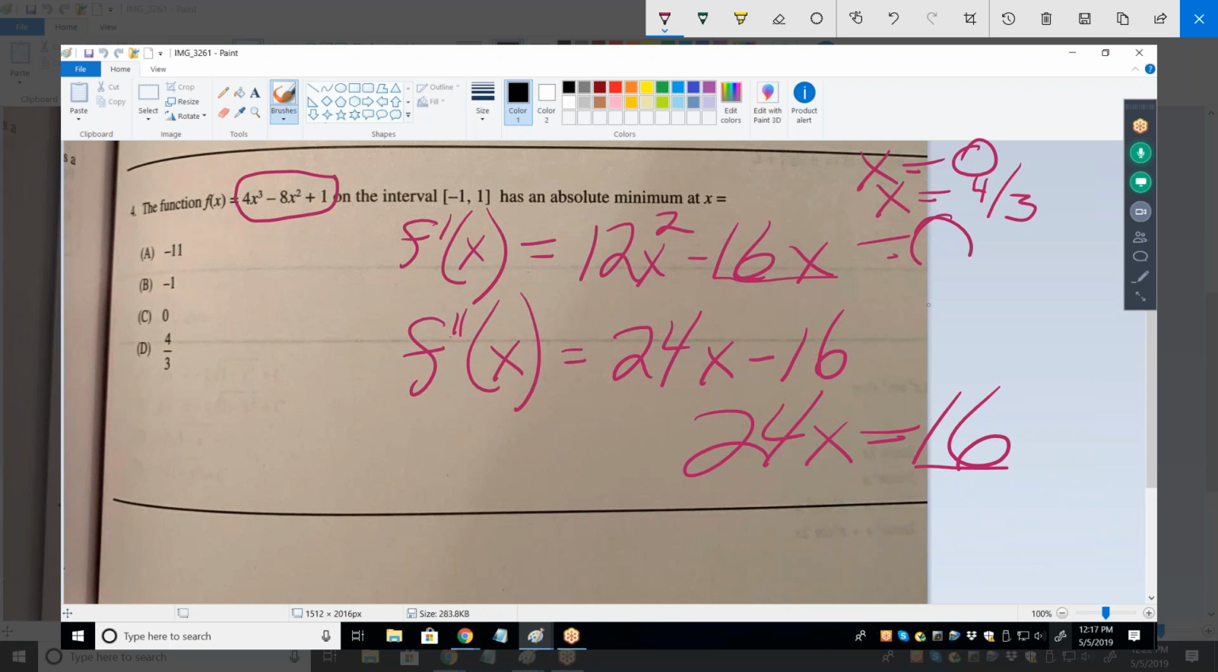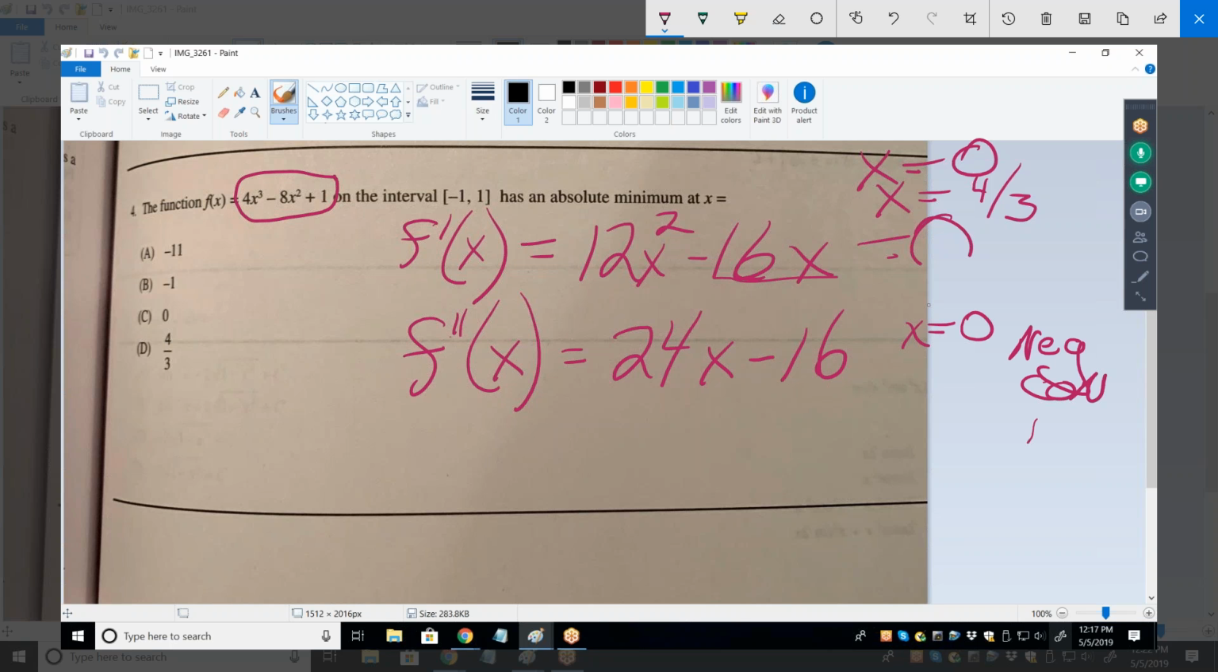Well, so 0, we already know it's going to be negative, because if you plug it in, you get negative 16, so then that one's ruled out. Okay. So then 4/3. So 4/3 is a negative concavity. So when x equals 0, we have negative concavity, which means maximum.